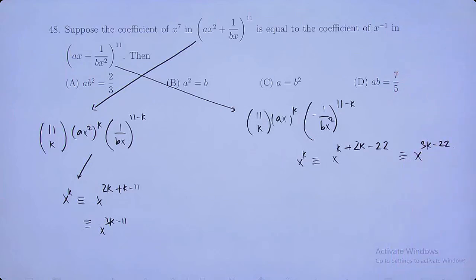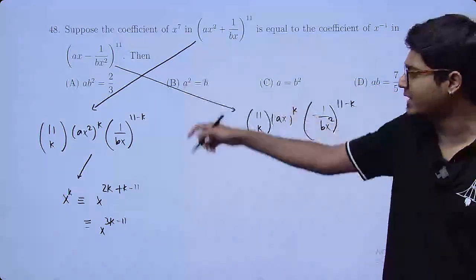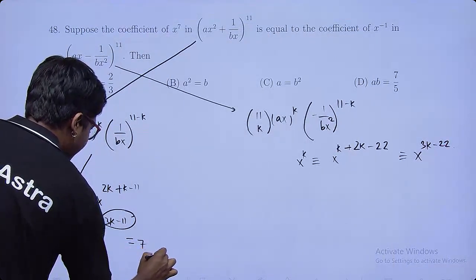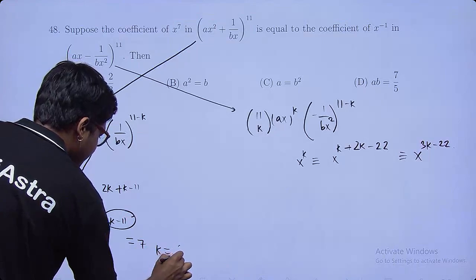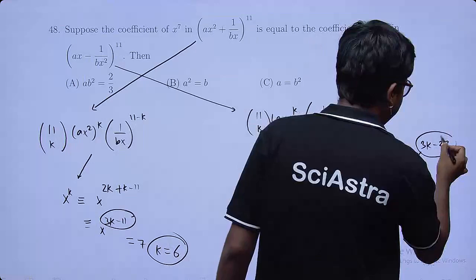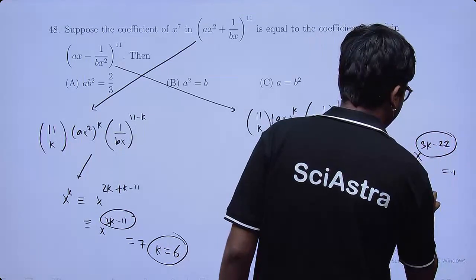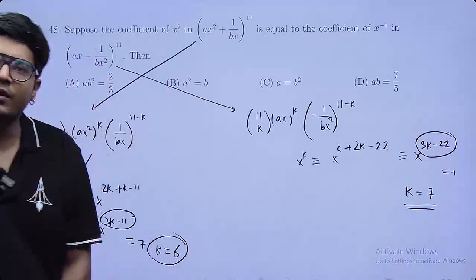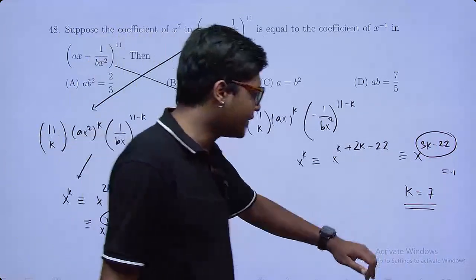Now, which are the ones you're looking for? We're looking for x to the power 7 in the first one, right? So if this is equal to 7, then what is the value of k from there? K will turn out to be 6, right? Similarly, in the second one, we want this to be equal to minus 1, which means k would turn out to be 7, right? So we got which terms they are, okay? Now we just need to look for the coefficients.